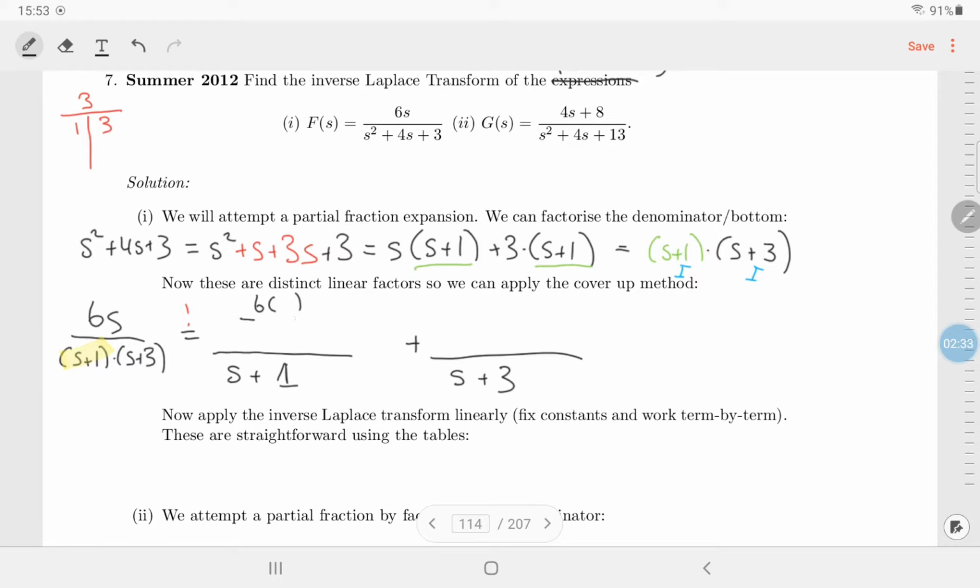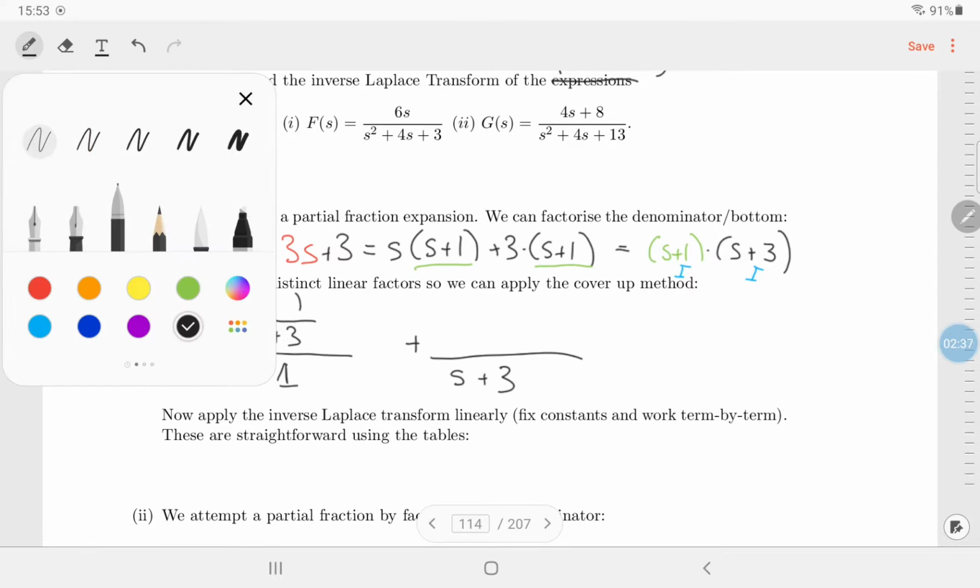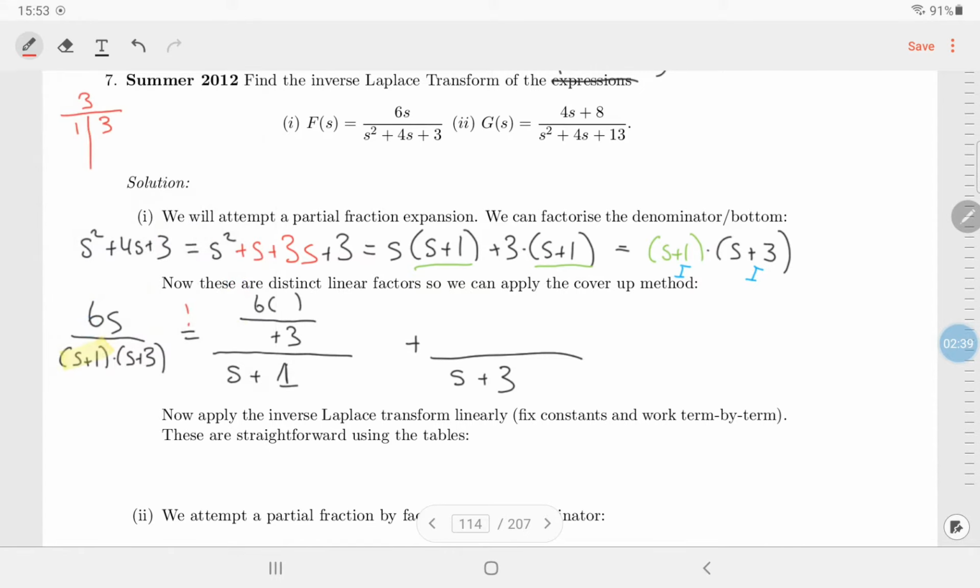6s over s plus 3. And what you do is you put in a value of s that makes the bottom, the s plus 1, equal to 0, and that would be minus 1. Job done. Now unfortunately I can't undo that, I think, without messing it up. So this is messing around a bit too much. But we can do it.